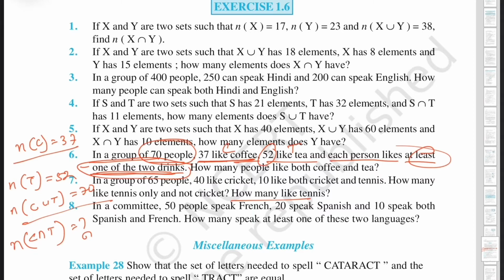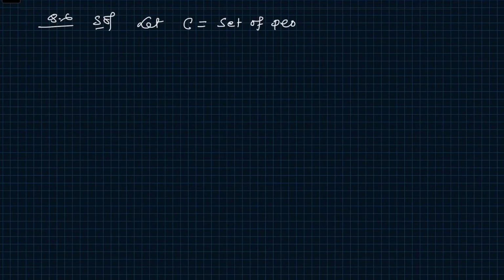So now let me solve this. Question number 6. Let C be the set of people who like coffee, and T be the set of people who like tea.